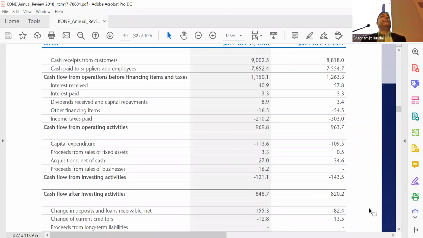For example, when Apple was not paying dividends, Apple said, okay, we buy back shares, and we buy them with a lot of premium. Investors happy. Okay, so that's something about the cash flow statement.